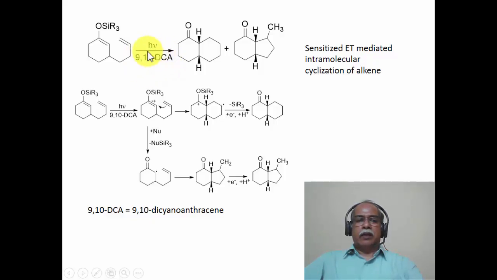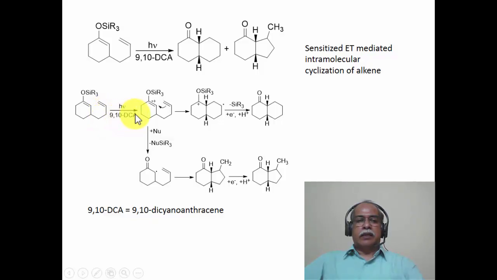So the cyclization essentially forms this carbon-carbon bond here, producing these two ketones. The way to explain the formation of the two ketones, the mechanism, is what is given here. Dicyanoanthracene is excited and it transfers an electron to the enol ether, producing the anion radical of dicyanoanthracene and the cation radical of the enol ether.